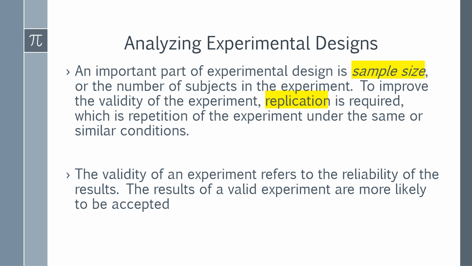Okay? And then we went in and talked about sample sizes. Sample size is the number of subjects in the experiments. And we did not talk about this last one. We talked about how we wanted to prove the validity of the experiment, replication is required, which is the repetition of an experiment under the same or similar condition. The validity of an experiment refers to reliability of results. The results of replicated experiments are more likely to be accepted. And I will go over this more in detail next class period.